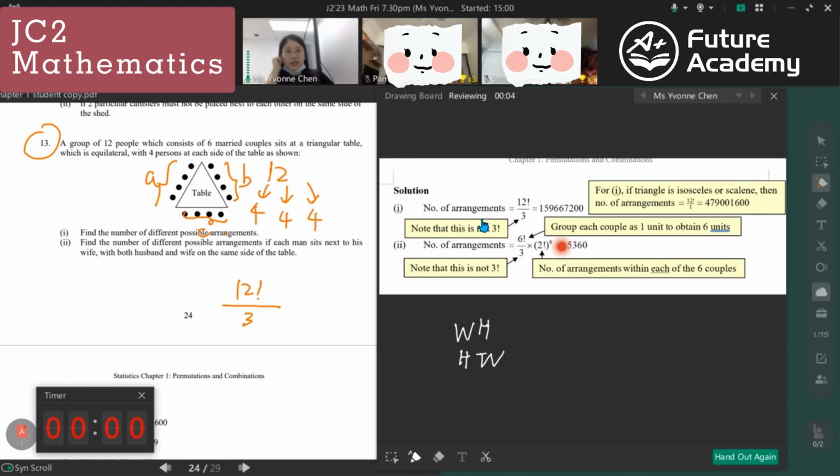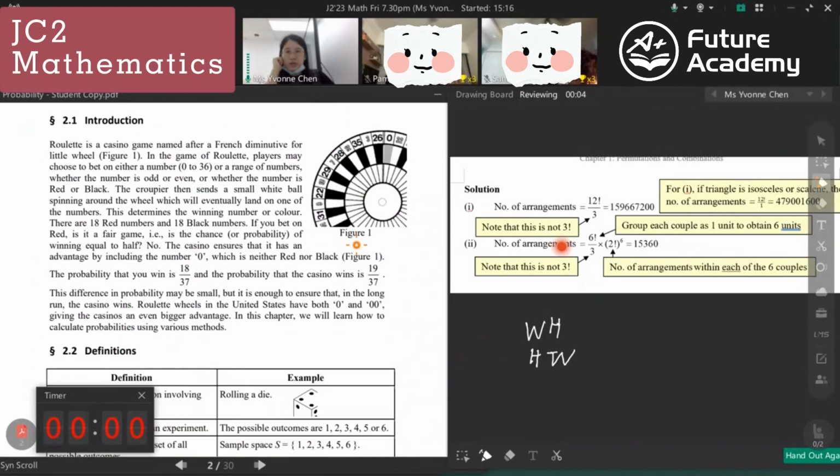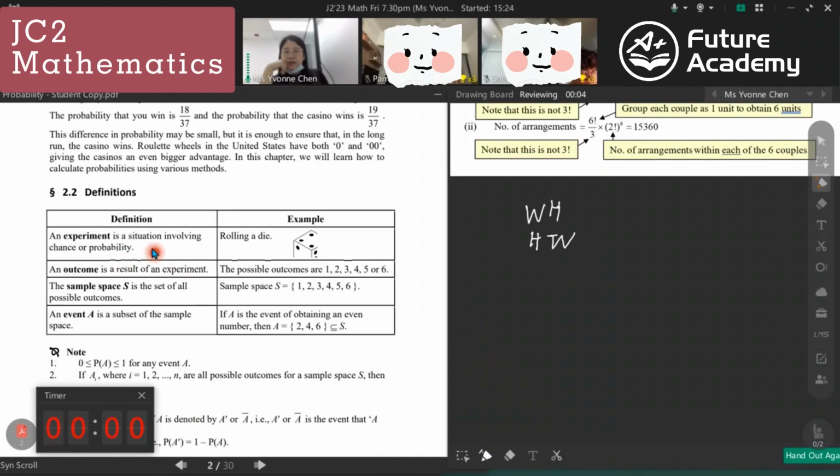If not, we'll look at probability. We'll be starting probability as a new topic today. So we look at the introduction. An experiment is a situation involving chance or probability.